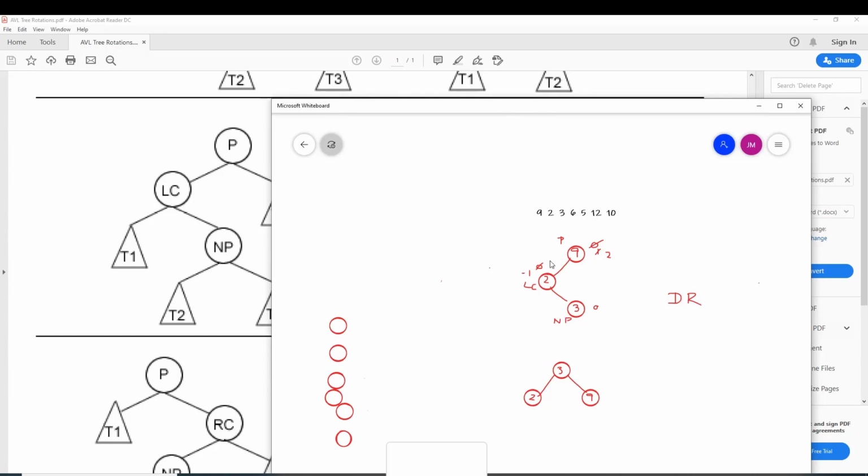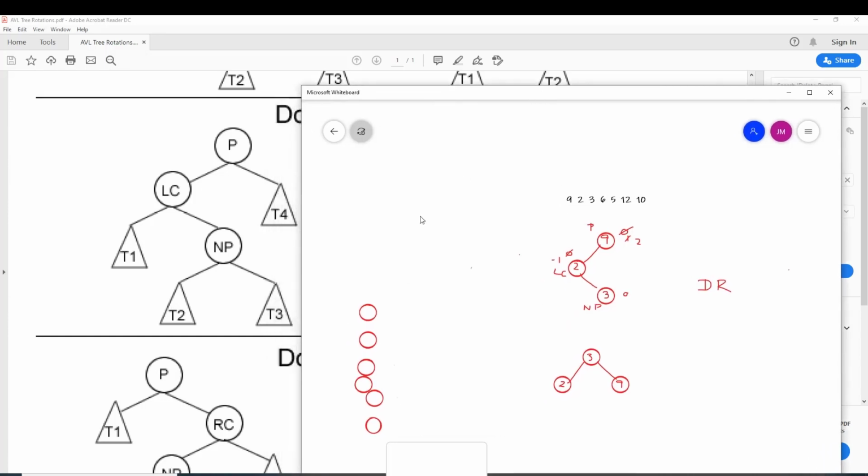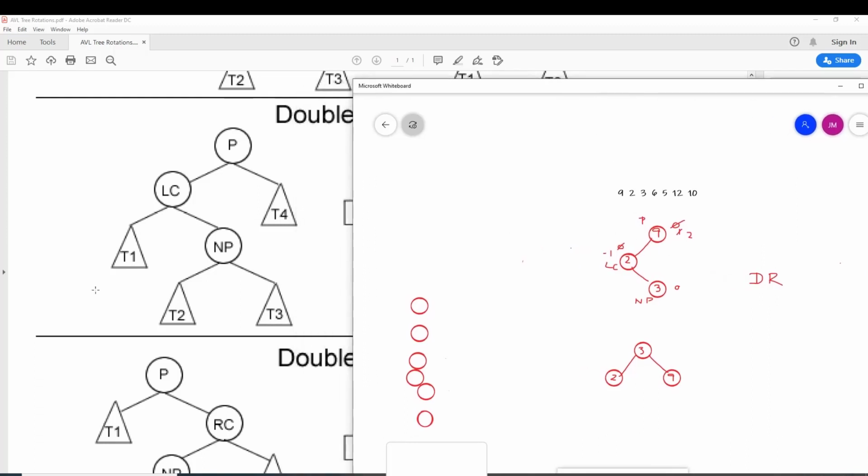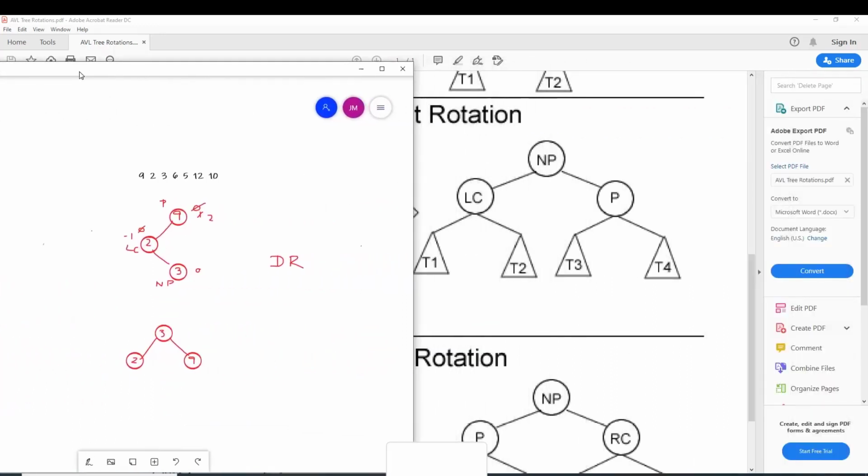That's also null. T3 is the subtree rooted at the right of the new parent, which is also null. T4 is the subtree rooted at the right of the parent, which is also null. So all of those T1 through T4 are null. They need to be reattached here, but they're null, so I'm done.